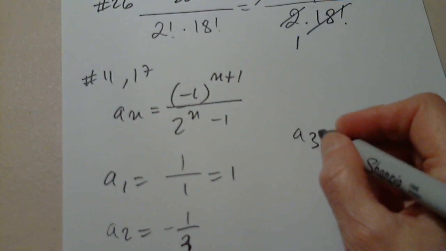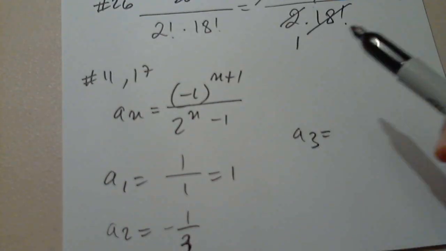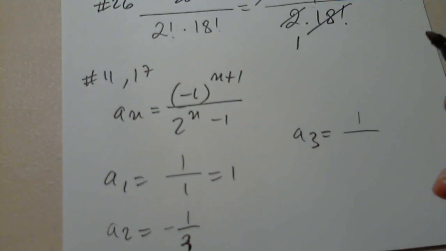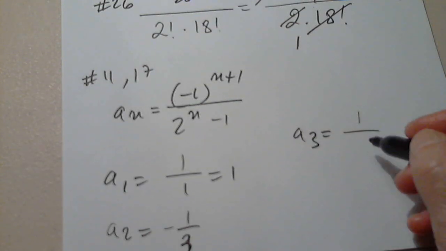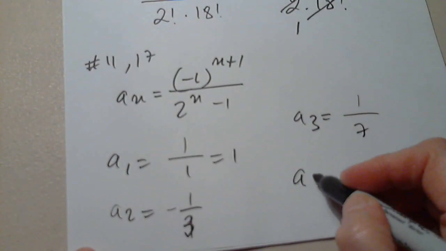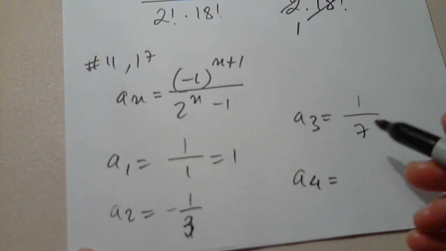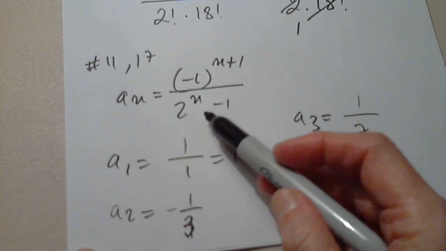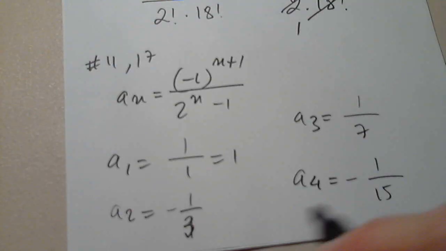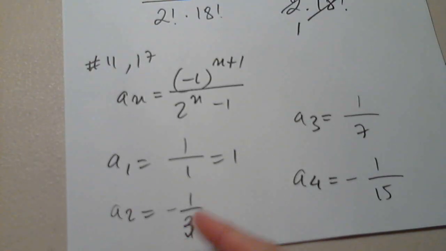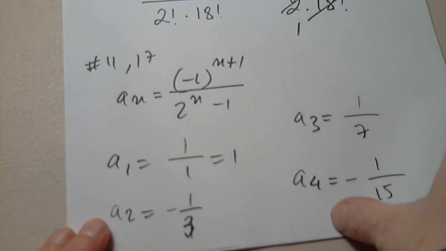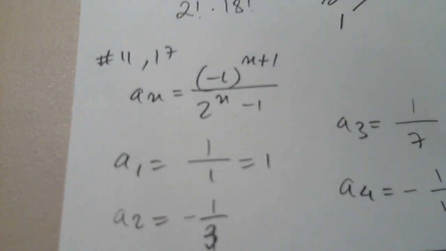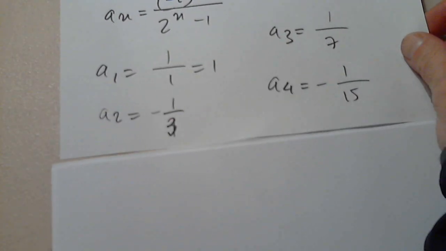Good. A sub 3: 3 plus 1 is 4, so we have 1 over 2 to the third is 8, 8 minus 1 is 7. And the last one, -1 over 16 minus 1, which is 15. So the first 4 terms of this sequence are 1, -1/3, 1/7, -1/15. Is this okay, everyone? Yes. Okay, perfect.